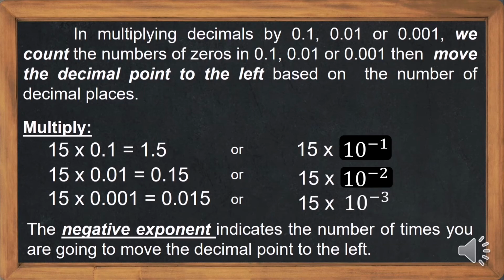Okay? So in the case of 15 times 0.001, so tatlong zero na yan, ibig sabihin, ang exponent niya ay 10 to the power of negative 3. Ibig sabihin, tatlong decimal places ang ating paglalagyan ng decimal point. So in this case, 15 times 0.001, that is 0.015. Okay?